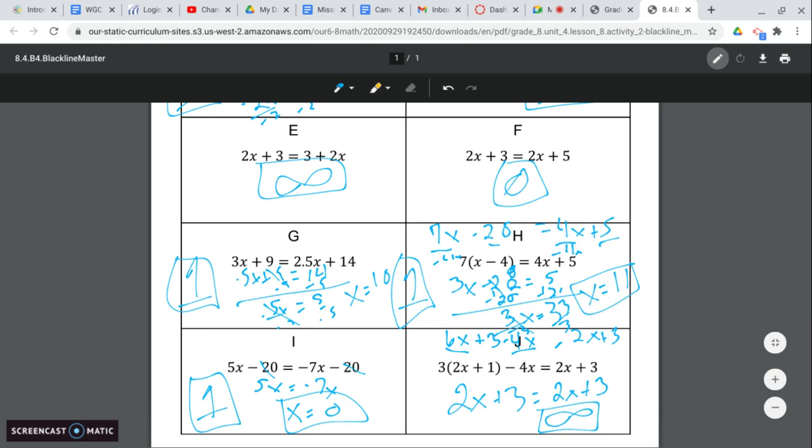So solutions is your keyword for this lesson. When we have the same variable coefficient but different constants, that's when it's no solution. And in any other case, that's when we're going to get one solution.